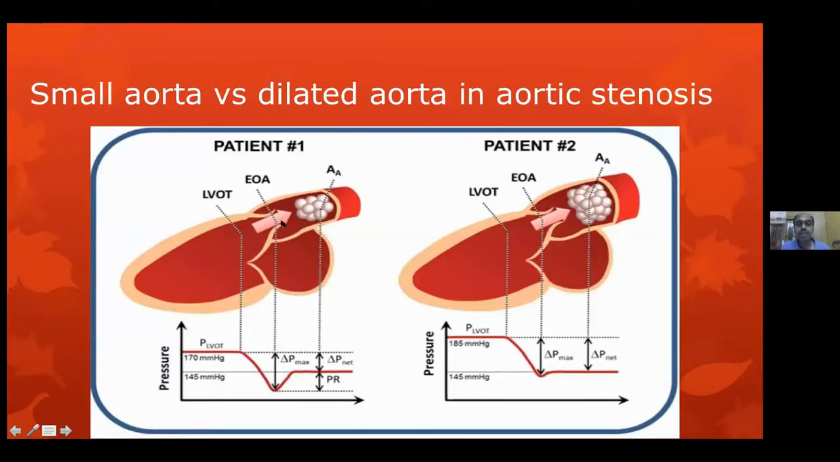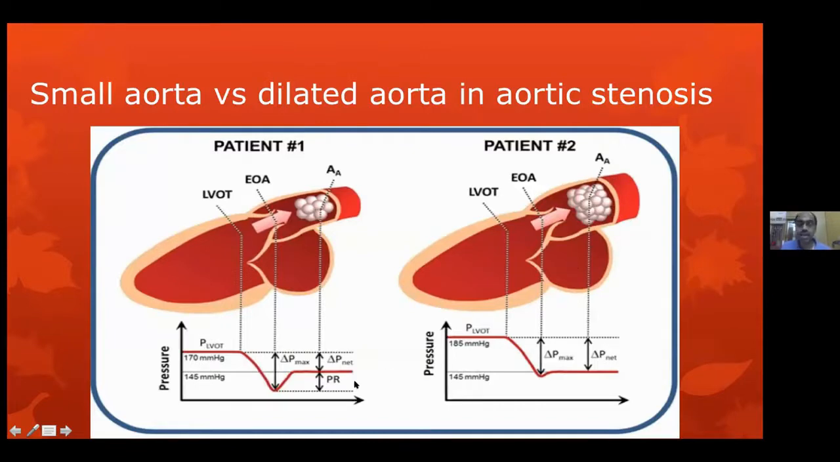But as the blood moves further, aorta is much smaller here. So the area here is much smaller. So the pressure again goes back higher. So the pressure recovers. The pressure recovery is due to smaller size of this aorta. Whereas in the bicuspid aortic valve, with the dilated aorta, not much of pressure recovery happens because the area is already high.